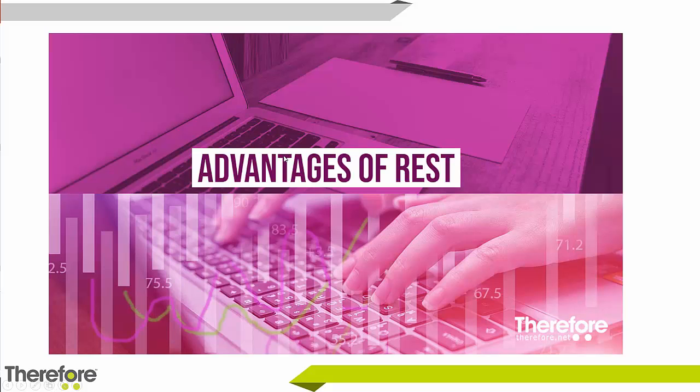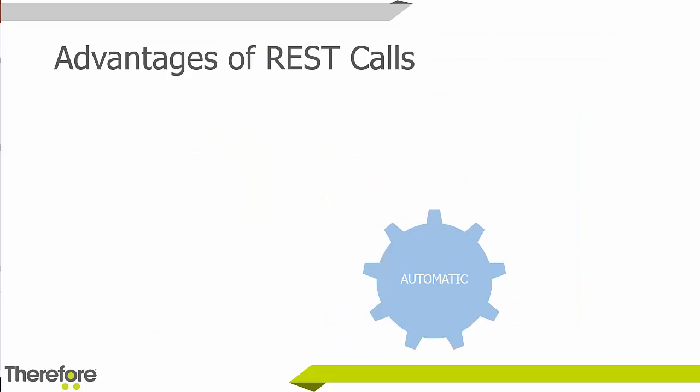So now that we have a little bit of understanding of what REST calls are, let's talk about what the advantages are. Why is this a real game changer? So first of all, the REST calls that we have in Therefore are automatic. They're part of a workflow. So you set up the workflow and that REST call will just automatically update the information. Whereas you might have previously had to do manual work, you might have manually had to check, or copy and paste information from one application to another. With the REST call, it's an automatic function that just works in the background without any user intervention.